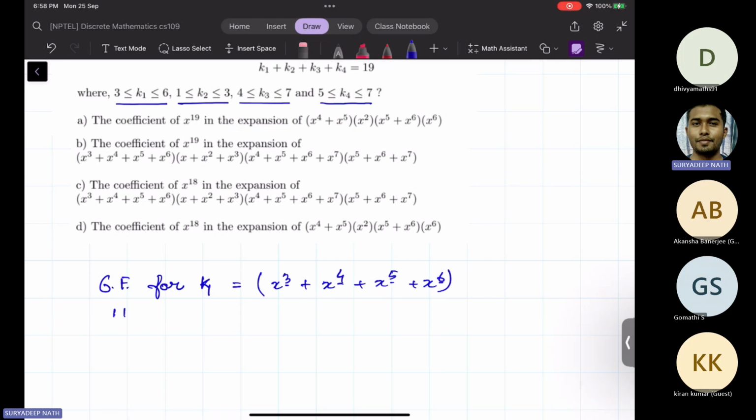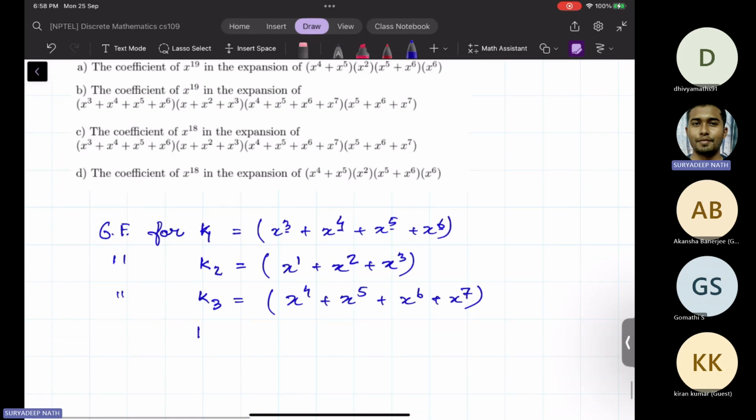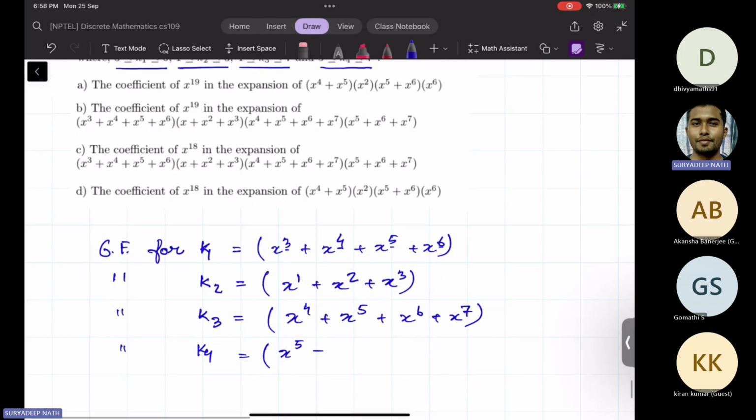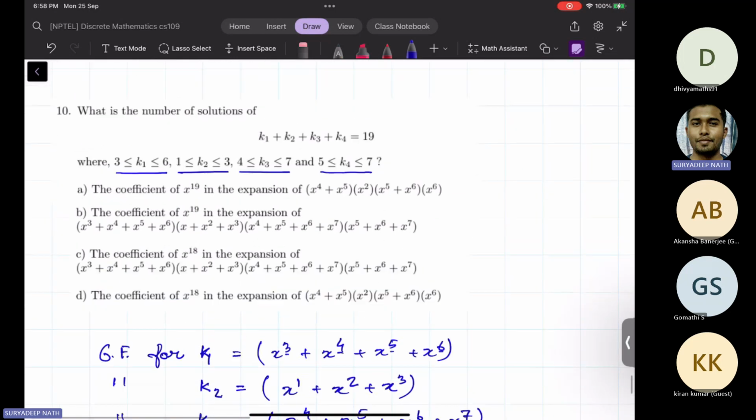So similarly, we can get the generating functions for k2 as x1, x2, and x3. For k3, it would be x4, x5, x6, and x7. And for k4, we'll have between 5 and 7. So it will be x5 plus x6 plus x7. So they add up to 19. So we basically have to find the coefficient of 19 in the expansion of this.